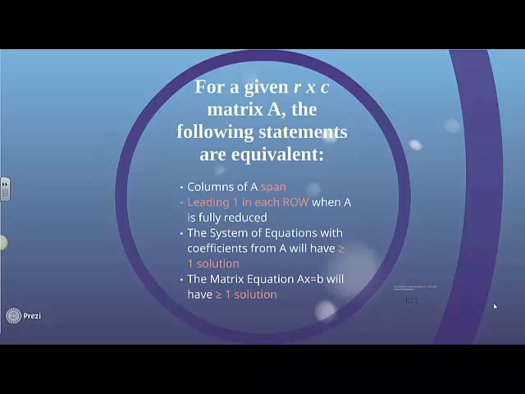Same thing as saying that if we take the coefficients from our system of equations, we will have at least one solution. Could be more, but we're going to have at least one for sure. Same thing as saying that if we take our matrix equation Ax equals B, we'll have at least one solution.